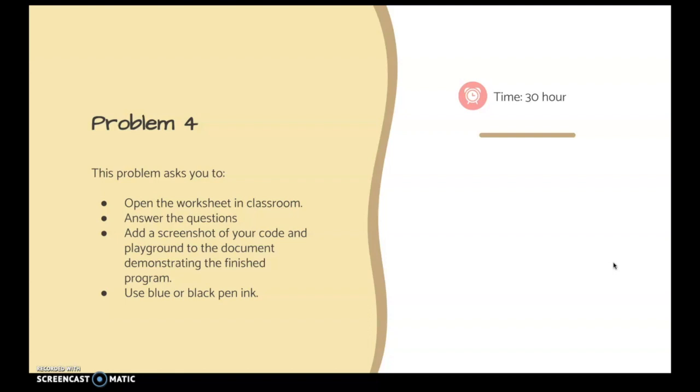So the next assignment is problem 4. Again, you have a worksheet in Classroom where you're going to answer those questions, add a screenshot of your code and playground to document the finished program, and you need to use the pen tool in either blue or black ink. So let's take a moment and look at that worksheet.